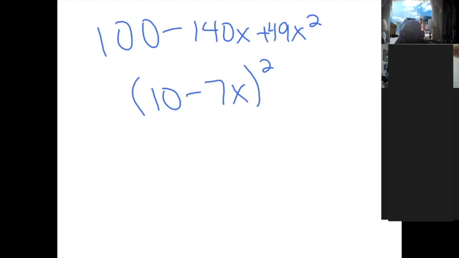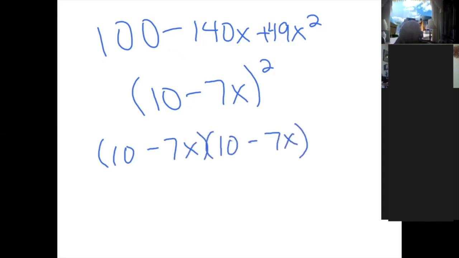Perfect. Now, just to test ourselves so you guys can see where this comes from, let's shirts and pants this out so we can see the final answer. So if we were to go back to special products and rewrite that like that, and then shirts and pants. So 10 times 10 is what? 100. And then 10 times negative 7x is what?